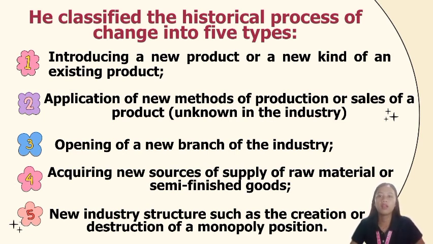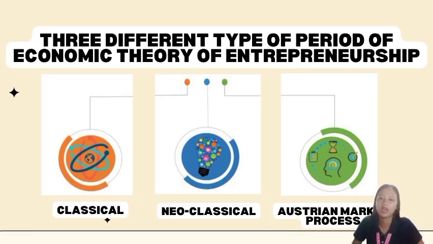So that would be all for the economic theory of entrepreneurship. In summary, we have the economic theory of entrepreneurship divided into three: the classical economic theory, the neoclassical economic theory, and the last one is the Austrian market process economic theory of entrepreneurship.